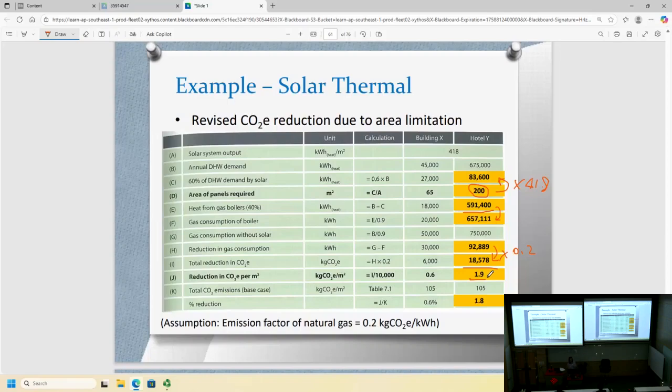So 1.9 kg of carbon dioxide per square meter, which is 1.8%. This is a percentage. 1.8% of the original carbon dioxide emissions, which is now not very significant. So it means that even if we have utilized the whole available rooftop area for installing the solar thermal collector, we can only reduce 1.8% of the carbon dioxide emissions.